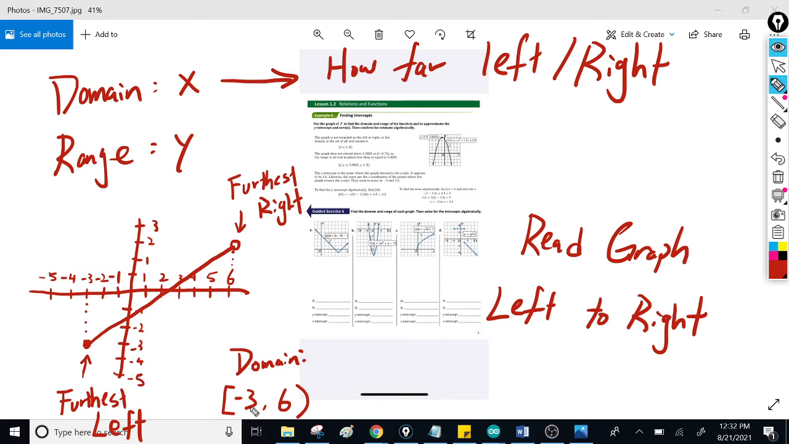So it starts at -3 and goes all the way to +6. -3 is included because we have a closed circle, so we'll use a bracket. And then +6 is not included because of the open circle, so we will use a parenthesis. All right, so this is interval notation.